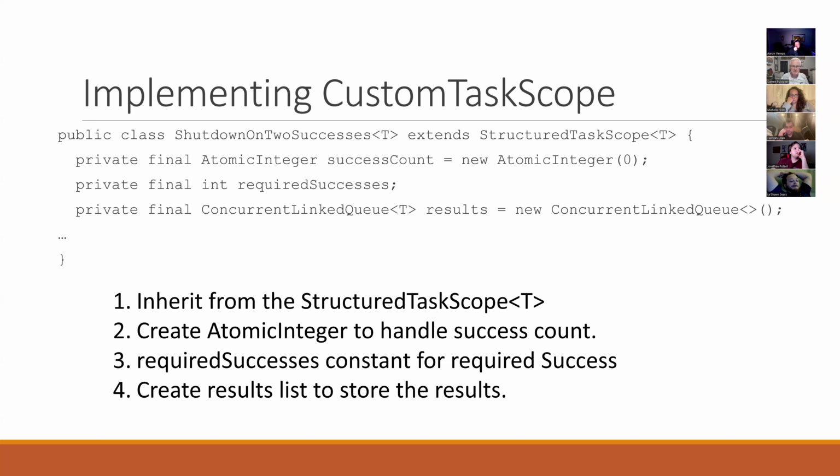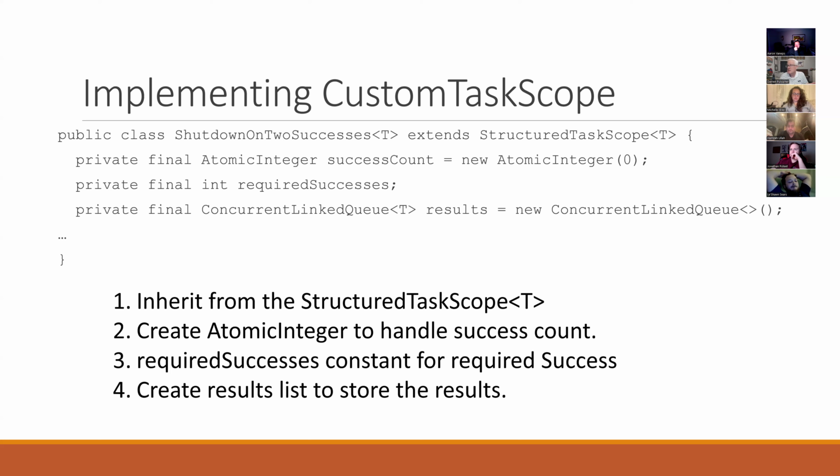Okay. I also have another number, the required number of successes, which I'm going to pass in when I start the scope. I'm going to basically say I want 2. When I get 2 results that are successful, then I'm done, or 3 or 4, whatever number. And then I'm going to store the results in a concurrent linked queue, because I want to make it thread safe, so I don't get stepping on top of each other. I'm going to store the results of each subtask into results.